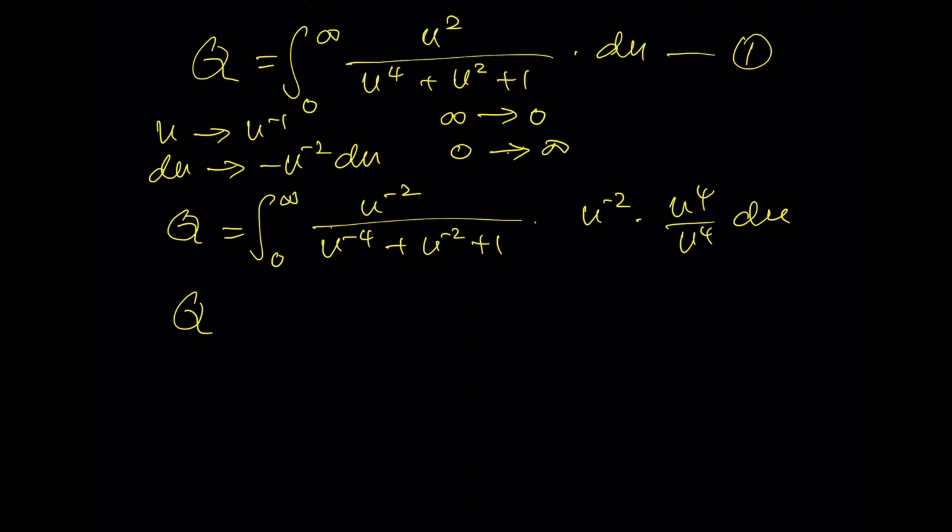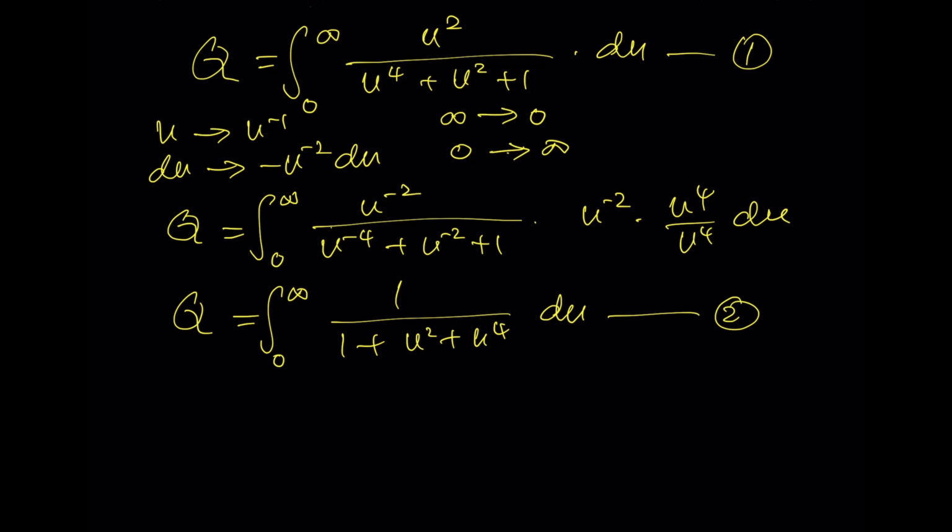From here, we obtain Q equals the integral from 0 to infinity of 1 divided by 1 plus u power 2 plus u power 4, and then du. Label it as equation 2. So integration bounds and denominator are the same. As usual, we will apply equation 1 plus equation 2.